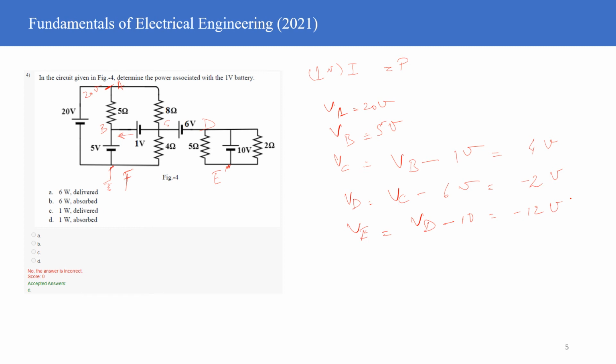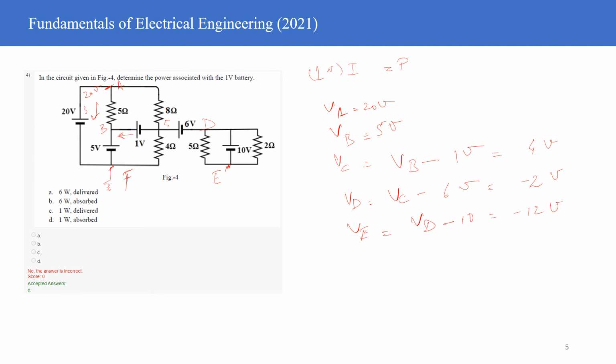If I have the potentials at various nodes, I can figure out the value of current. That's easy to figure out. So what will be the current flowing in this particular branch? It will be 20 minus 5, because B is at 5 volt. So 20 minus 5 divided by 5. So the current will be equal to 15 by 5, that is 3 ampere.